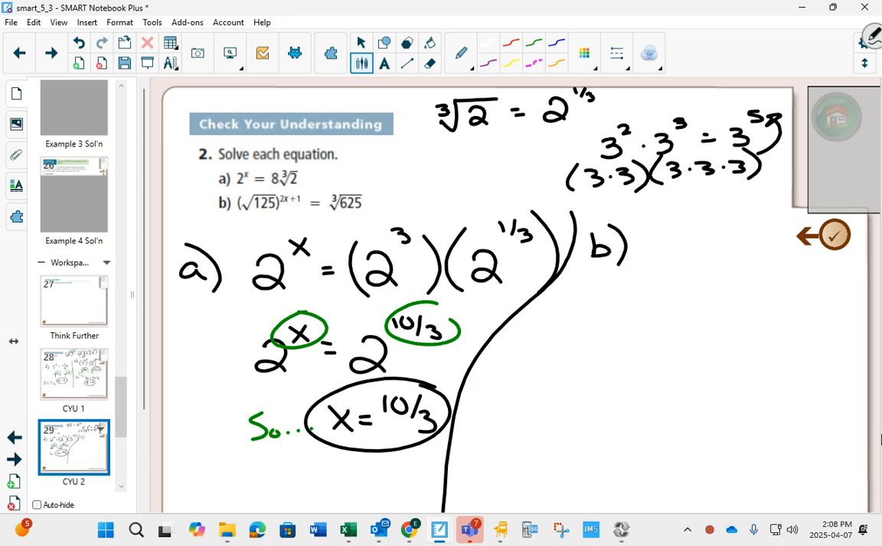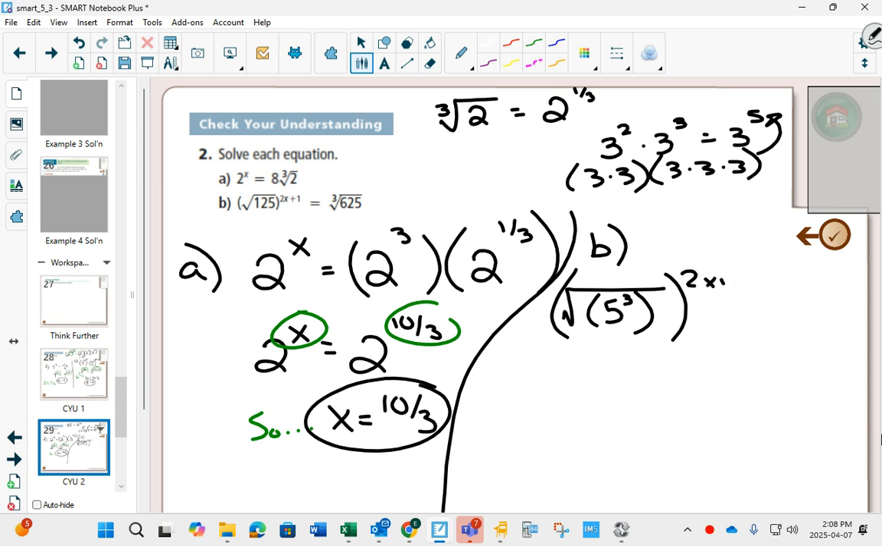Okay, B. 125 and 625. Are those in the same column on your powers chart? Did we go that high? I think we went up to 625 for 5, right? So this will be, okay, square root of 5 cubed.